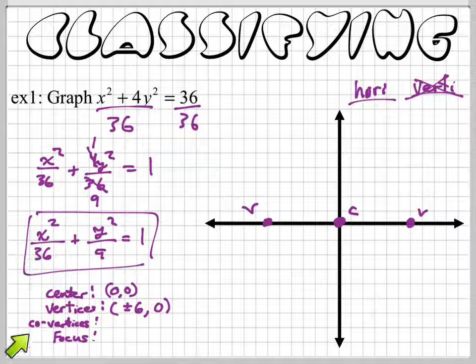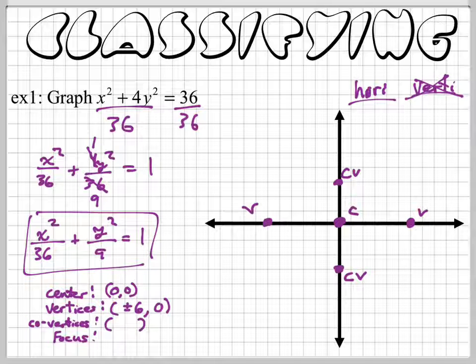Now, we need our co-vertices. For our co-vertices, we look at our other number, which is a 9. We take the square root of that, which is 3. And we're going to go up 3, 1, 2, 3, and then we're going to go down 3. So there's one of our co-vertices, and we go down 1, 2, 3, and there's another one of our co-vertices. And then you can draw your ellipse. Oh, let's draw our ellipse after we write what the co-vertices are.